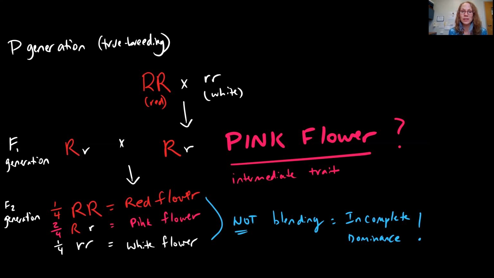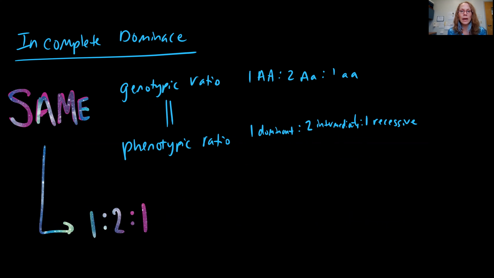So what we're seeing is the heterozygous individual is going to have a phenotype that's in between the homozygous dominant and the homozygous recessive. So when we're looking at our pattern of incomplete dominance, you would expect your genotypic ratio to be 1 to 2 to 1, just like we've seen before. 1 homozygous dominant, 2 heterozygous, 1 homozygous recessive. But you're also going to see your phenotypic ratio is 1 to 2 to 1. It is the same. So we're going to have 1 with the dominant form, 2 with the intermediate trait, and 1 with the recessive form.